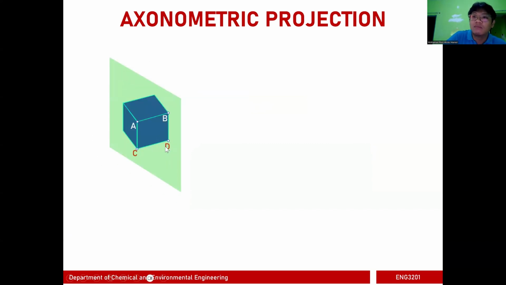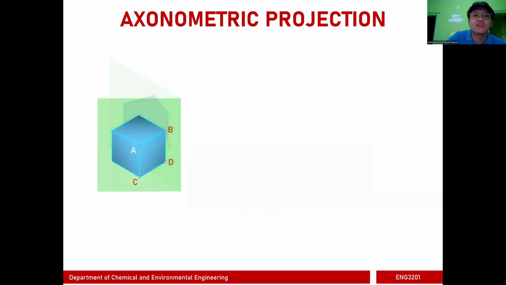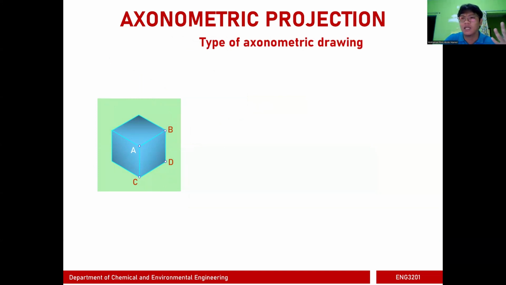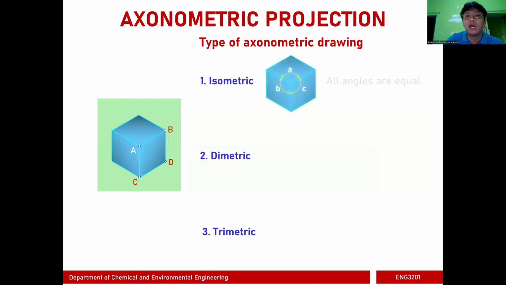Now how does it create it? First things first, you basically rotate the object along a certain axis. But before that, let's check out what types of axonometric drawing are available. Number one is isometric, number two is dimetric, number three is trimetric. What are the differences? For isometric, all angles here are equal. So B, A, and C are equal. Since these make 360 degrees, A, B, and C are each 120.